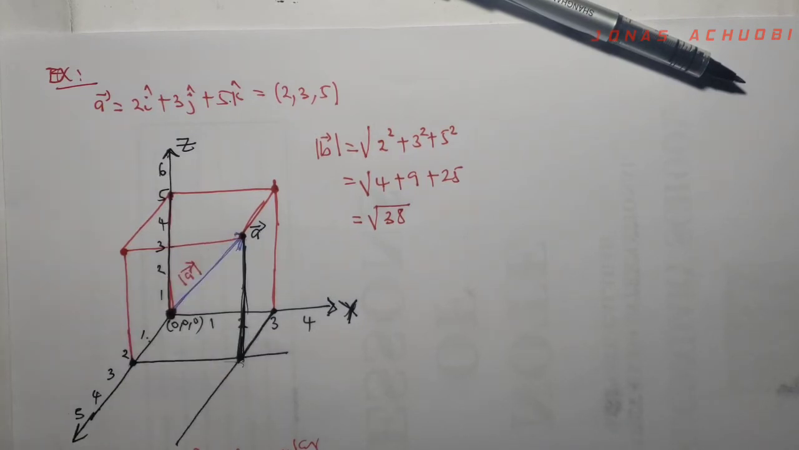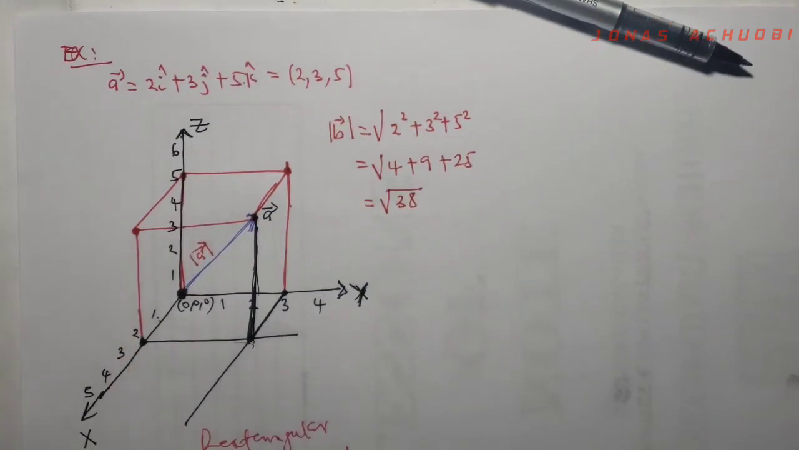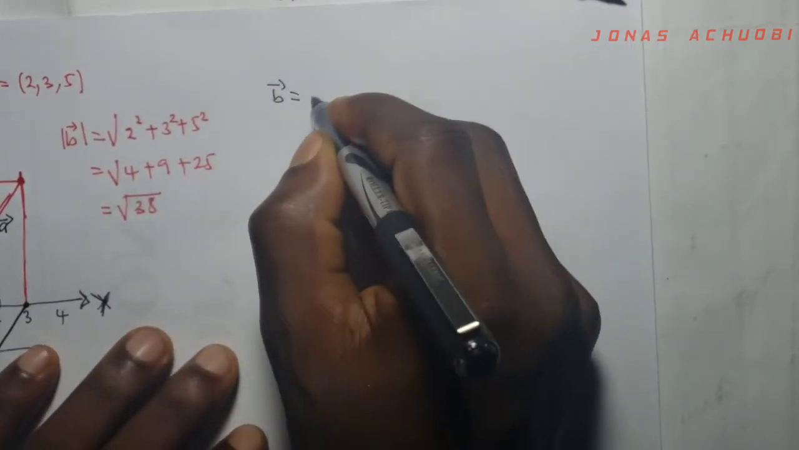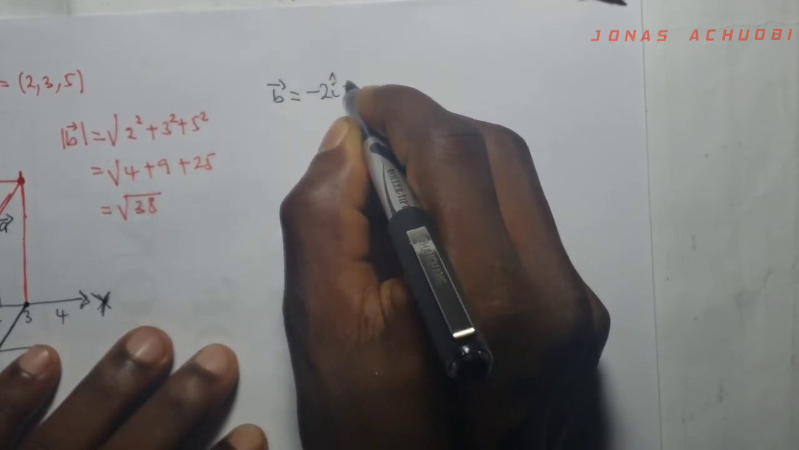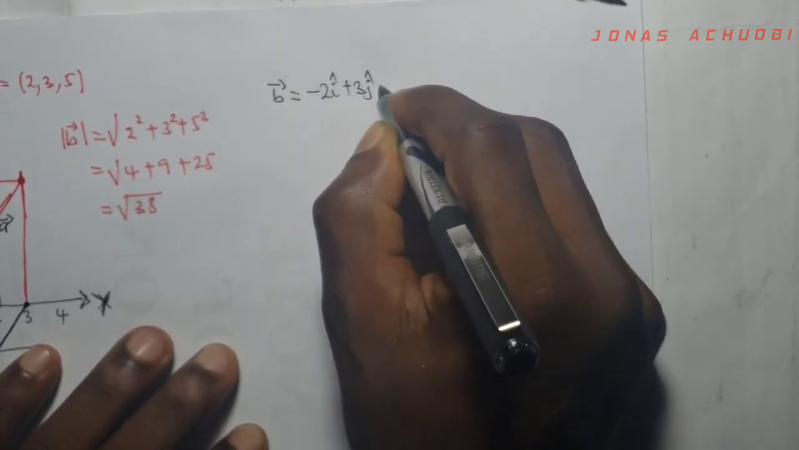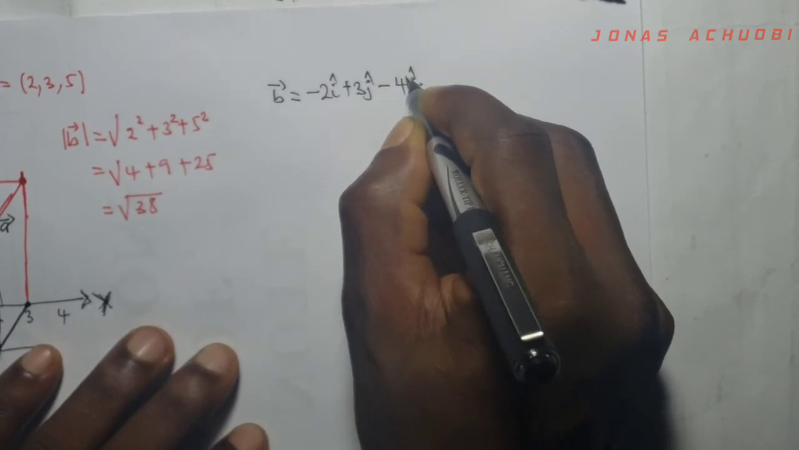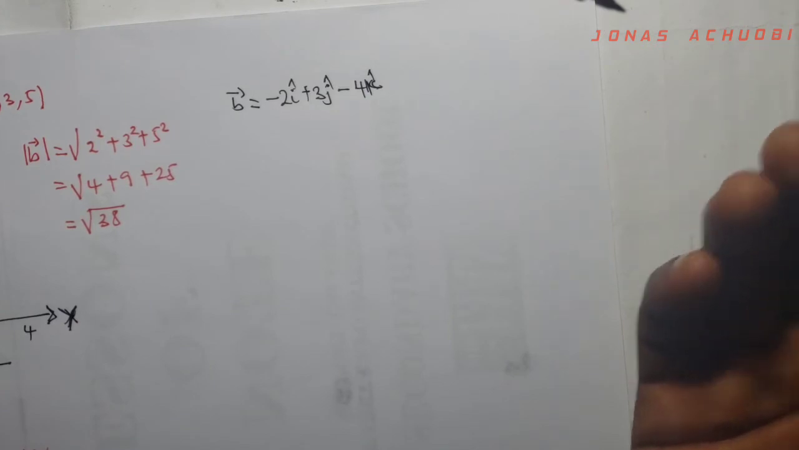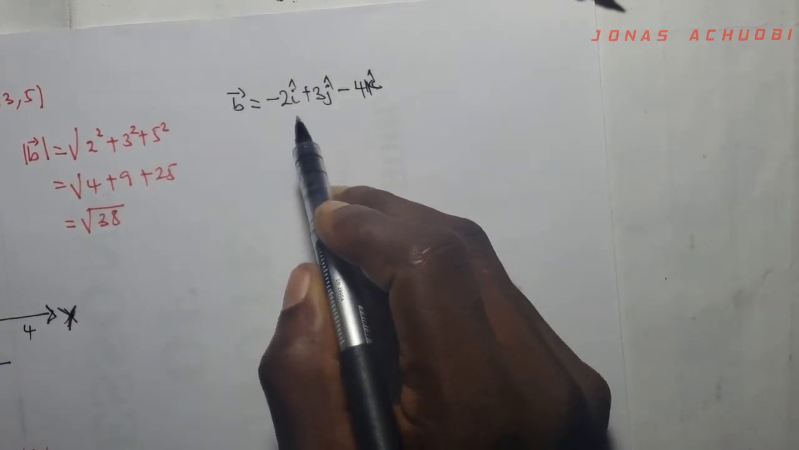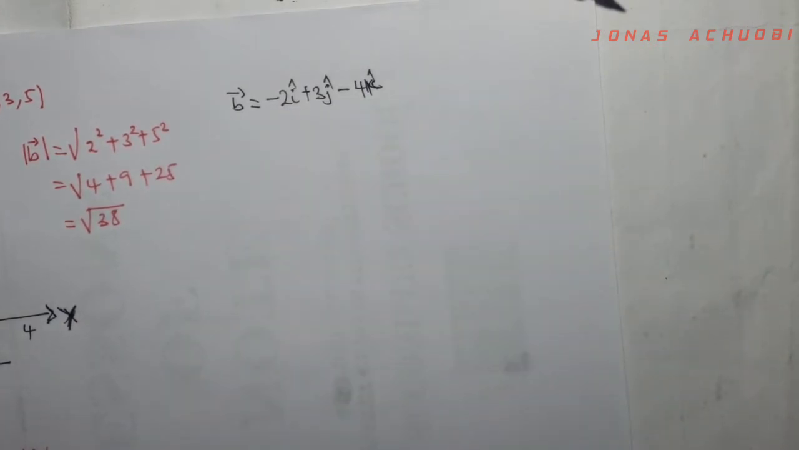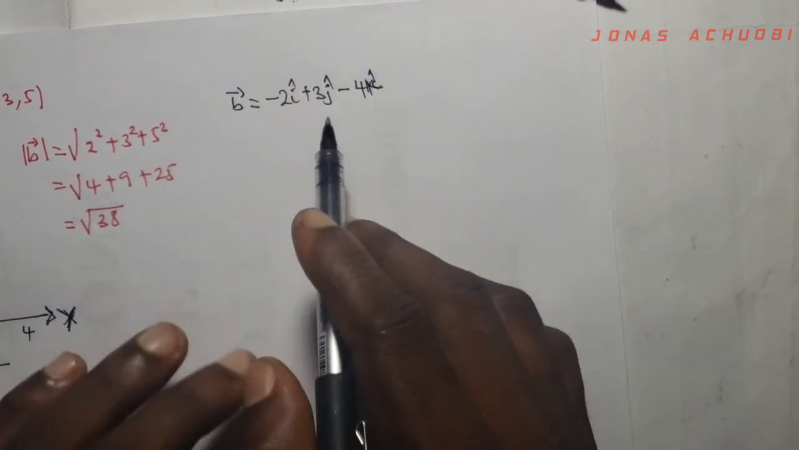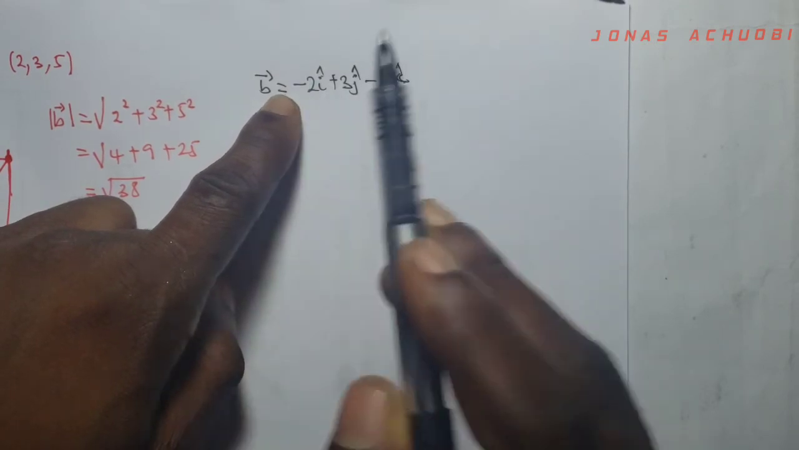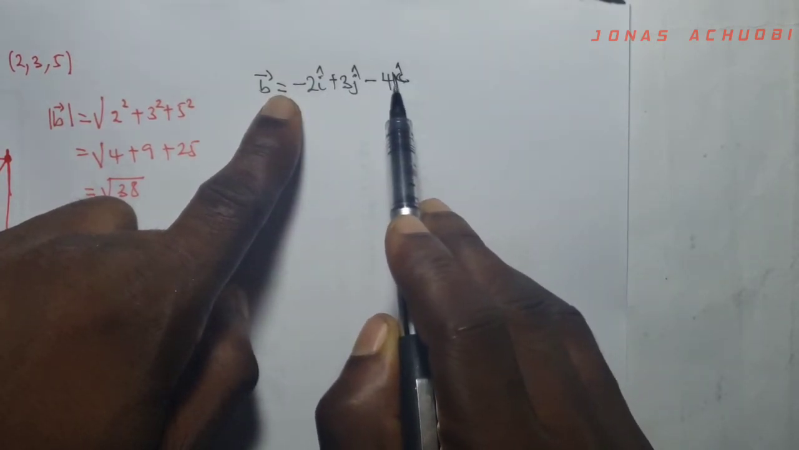Okay, we'll take a second example, just to emphasize. Now I want to locate the vector B, negative 2i plus 3j minus 4k. Okay, so this vector once again will be on a three-dimensional coordinate system. Why? Because it has the x component, y component, and the z component. However, we'll notice here that we'll be needing the negative x axis. We'll also be needing a negative z axis.